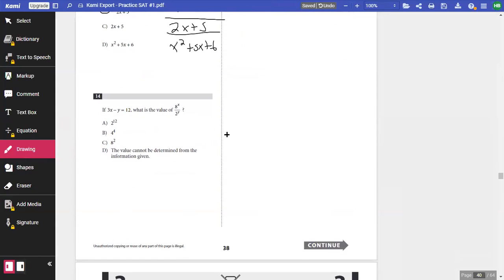For the next one, we have exponents. We're trying to find the value of this, so we can get them to be the same base by writing 8 as 2 cubed. And then use your division rule with exponents. So subtract the exponents while keeping the base the same. And then you'll notice 3x minus y equals 12. So instead of 2 to the power of 3x minus y, it's 2 to the power of 12, or A.